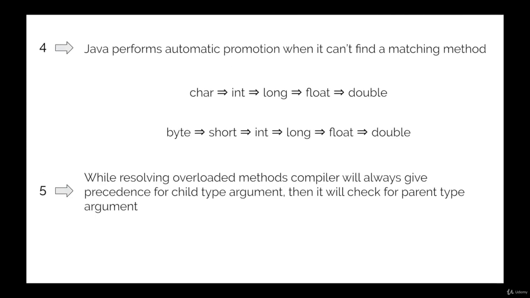So just remember this rule: whenever you are overloading methods, the compiler will always give precedence to the child type of argument, and then it will check for the parent type argument.